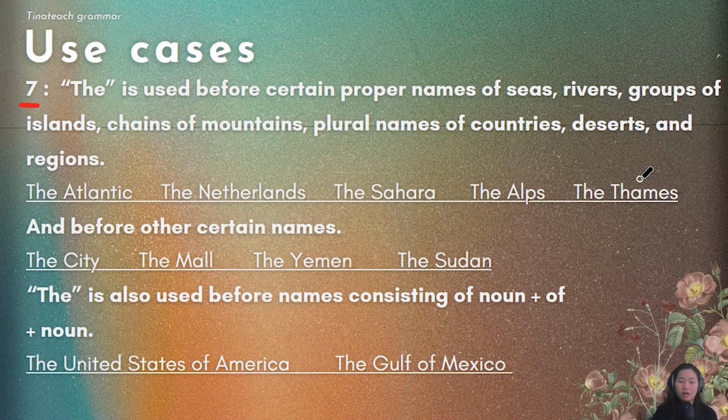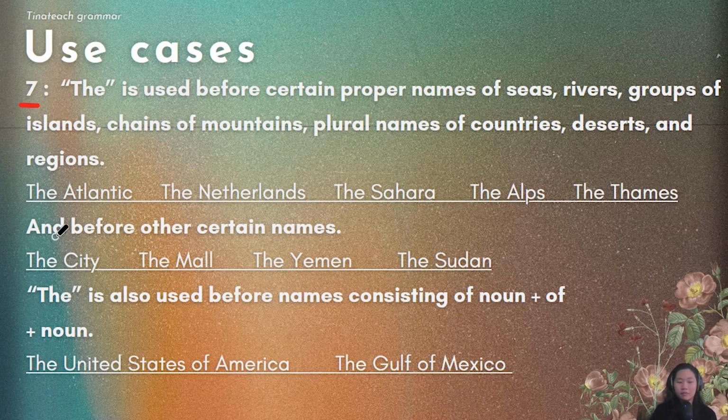And when you speak in a conversation, you can say, oh, last year I went to the Netherlands for a vacation. Or, my sister really wanted to go to the Sahara, okay? And you can apply the same rule before other certain names as well.